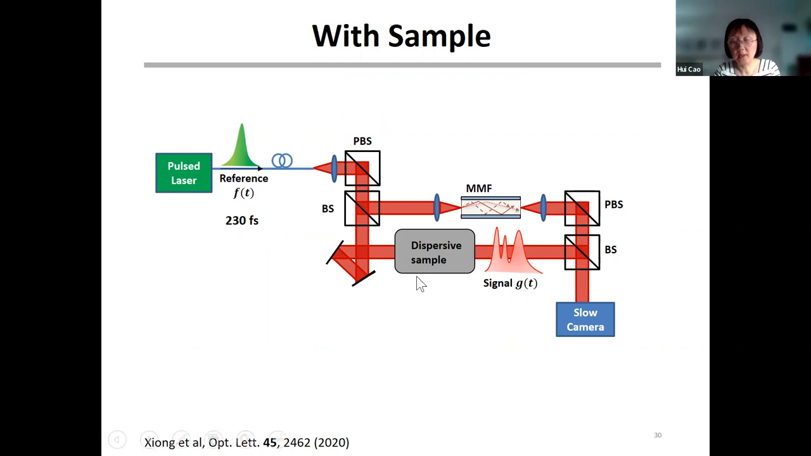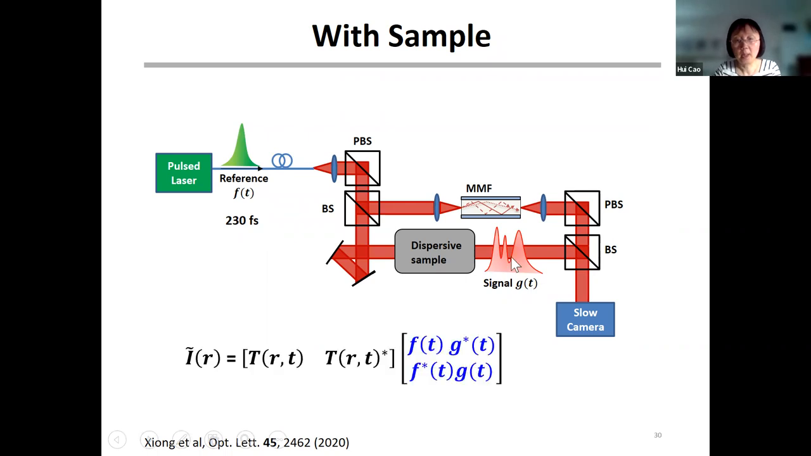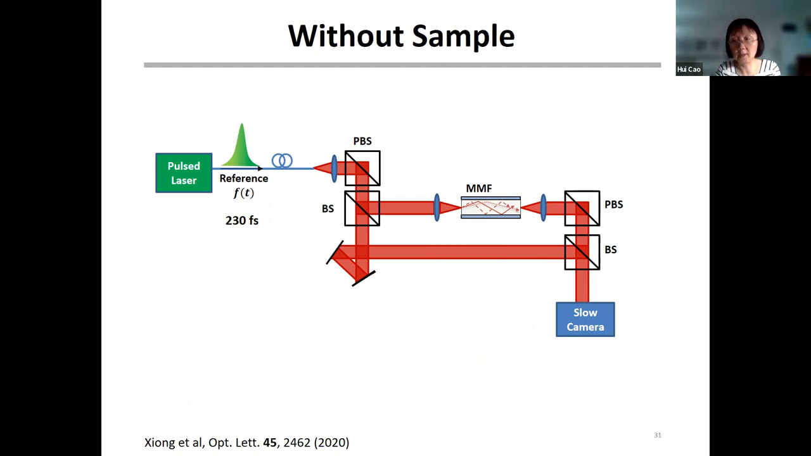Again, we do the same as we did before. We put this in a reference arm. So in this case, this T is a time-resolved transmission matrix from the multimode fiber, which we know. But what we can recover is the reference pulse field times the signal, which is the transmission through this sample. So we can only recover the product. We cannot recover them separately.